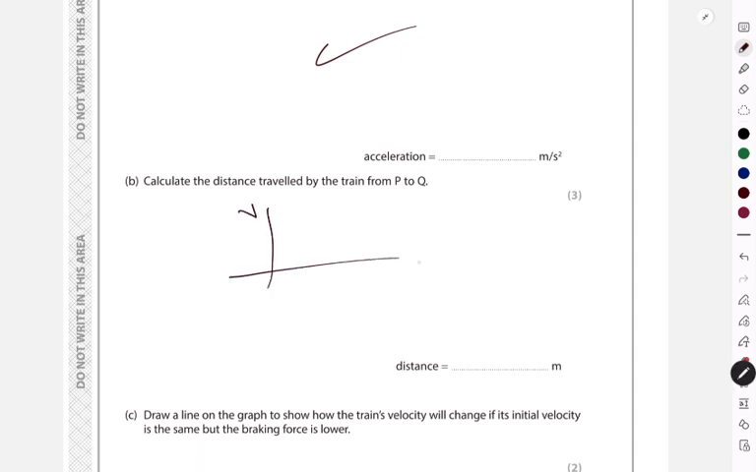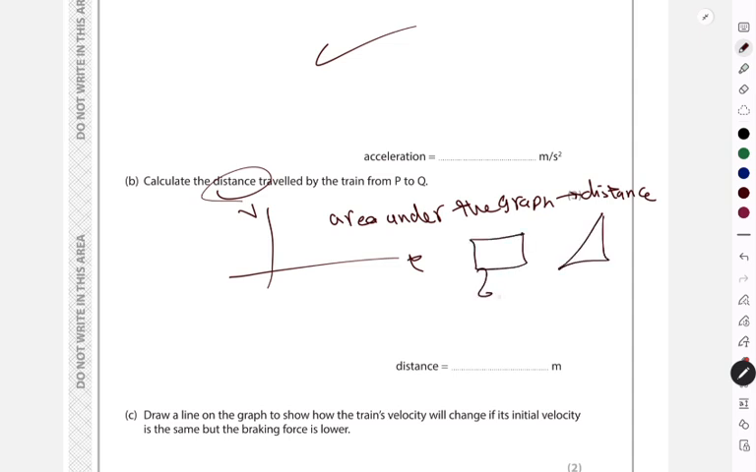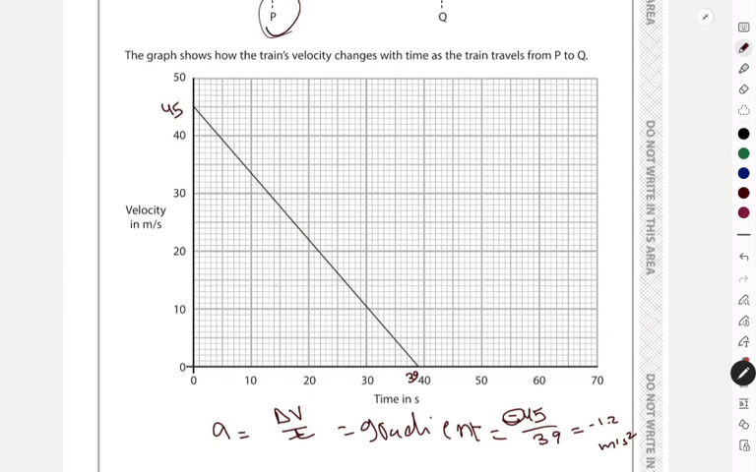In any velocity time graph, the area under the graph is the distance, and slope or gradient is the acceleration. So we need the distance, so I will get the area under the graph. Area under the graph, you will get triangle or rectangle. Area of the rectangle will be base times height. Area for the triangle will be half times base times height. This is a triangle, so it will be half times base, which is 39, times height, 45. By using calculator, it will be 880 meters.